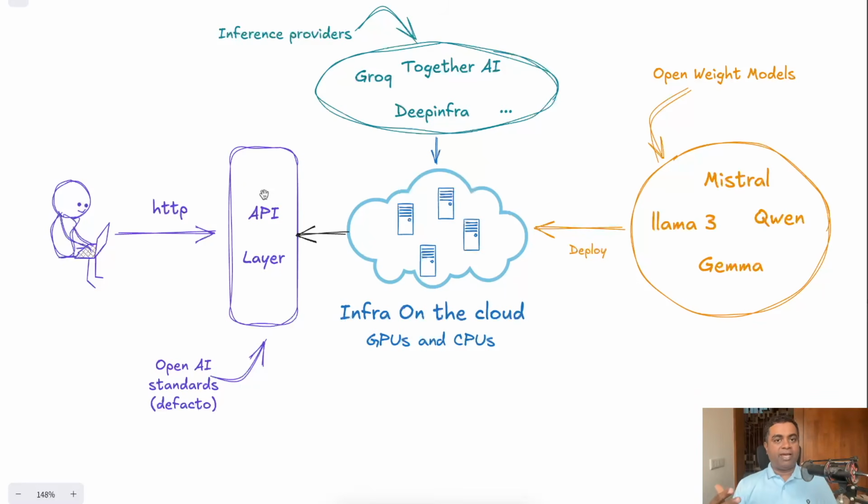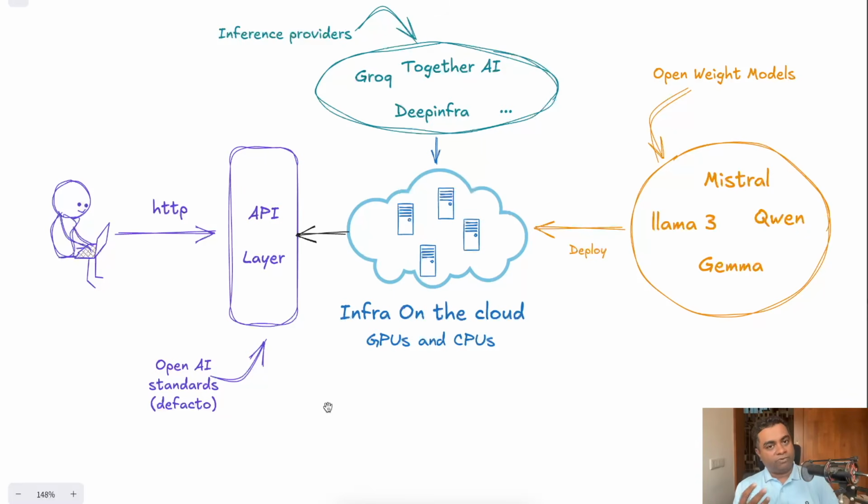Groq, Together AI, Deep Infra, and many such companies. Here it is Groq with a Q, not Grok. Grok is from X, formerly Twitter, but Groq is an inference provider. We will use Groq for the purposes of this tutorial. When these inference providers expose the API layer, they expose it using OpenAI standards. This has become the industry's de facto standard.